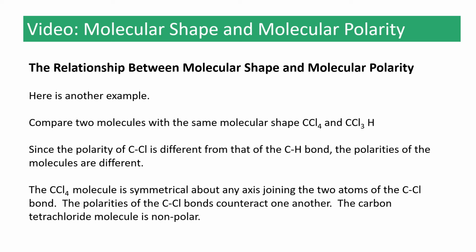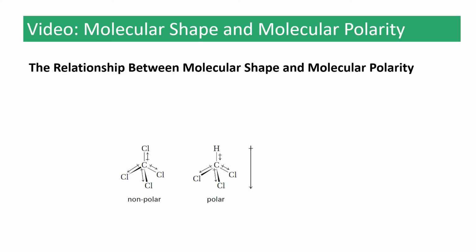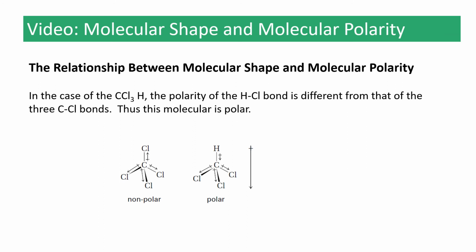However, in the case of CCl3H, the polarity of the CH bond is different from that of the three CCl bonds. Thus, this molecule is polar, as shown in my diagram.